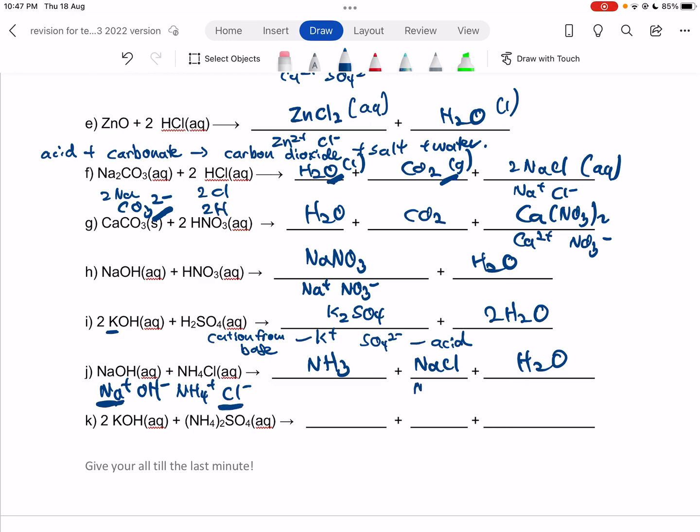So this is Na+ Cl-, so the cation is always from your alkaline, the anion is always from the ammonium salt. Right, okay, then the last one I have 2K+ 2OH-, 2 NH4+ and 1 SO4 2-.